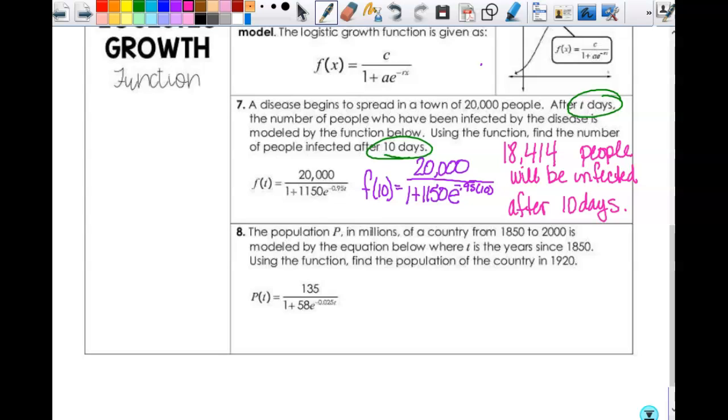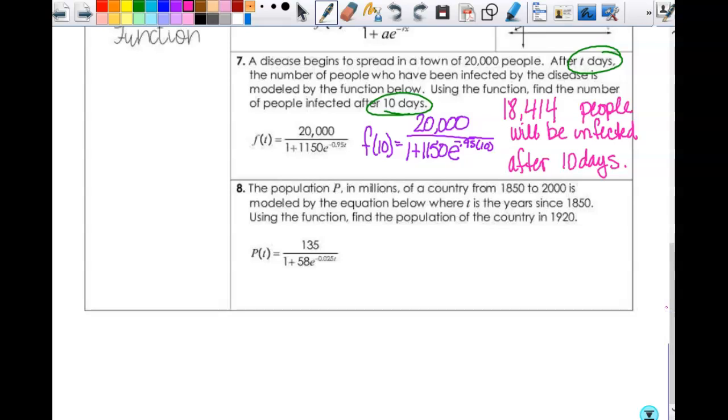All right. So then we have the population. So then read number 8. Go ahead and work on this one on your own while I hand out the assignment.